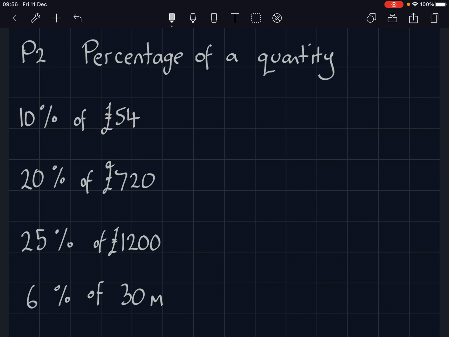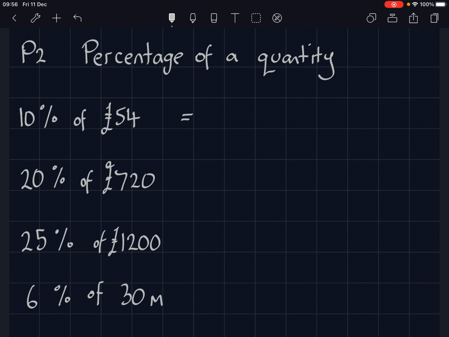This is P2, percentages of a quantity. So quite often you'll need to find a percentage of a given amount. So let's have a look at 10% of 54. 10% is a crucial one to know because we can simply divide the number by 10.